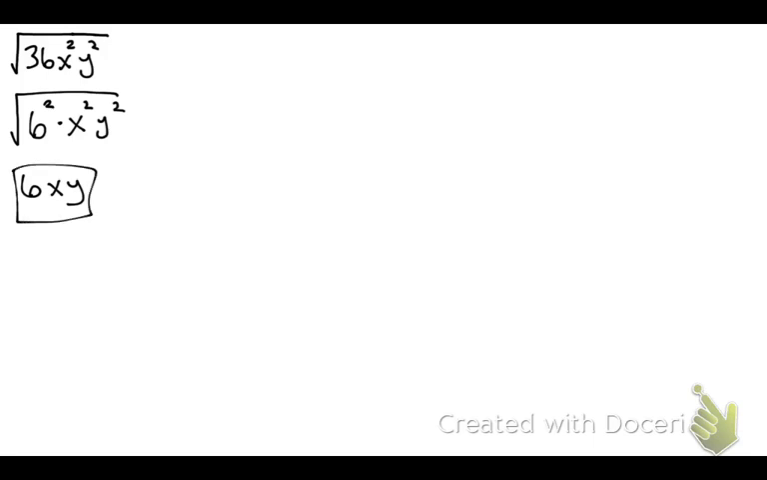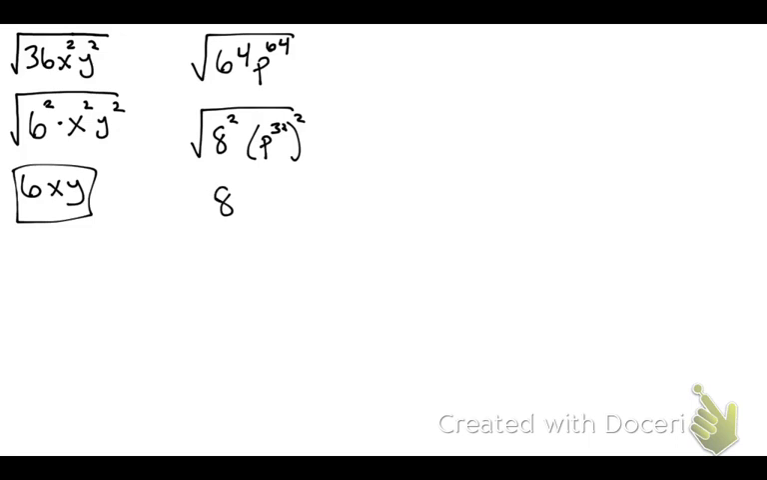Let's consider another one. The square root of 64p to the 64th power. And don't get overwhelmed. Remember that you know that 64 is the same thing as 8 squared, and that p to the 64th, by power to a power, is p to the 32nd squared, which means we'll end up with the positive value of 8p to the 32nd.